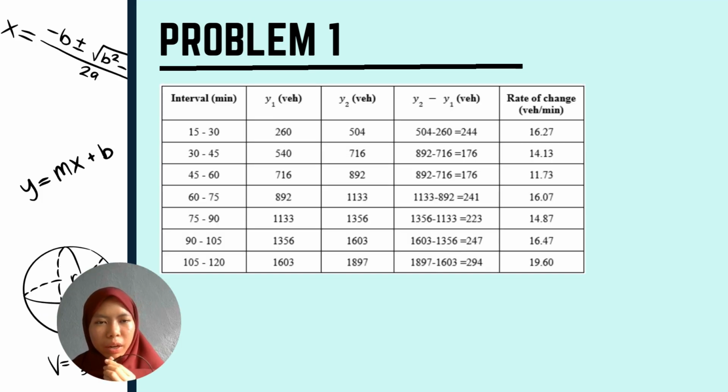Now, the rate of change we got for the cumulative volume: the first interval, 15 to 30, we got 16.27. 30 to 45 is 14.30. 45 to 60 is 11.73. 60 to 75 is 16.07. 75 to 90 is 14.87. 90 to 105 is 16.47. And the last one, 105 to 120, is 19.60.